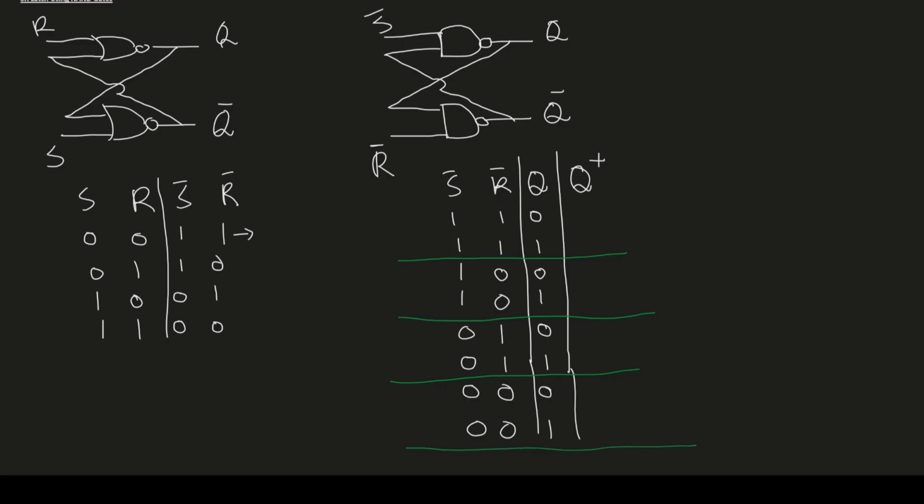So let's figure out the next state in each case. This is case 1, where S bar equals 1 and R bar equals 1. In the first row, we assume the current state of the system Q is equal to 0, and we want to figure out the next state. So we want to do one loop. When Q is 0, Q will come here, so this is 0.